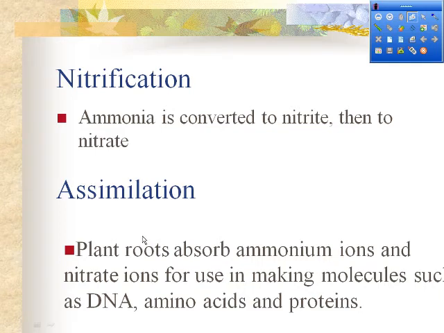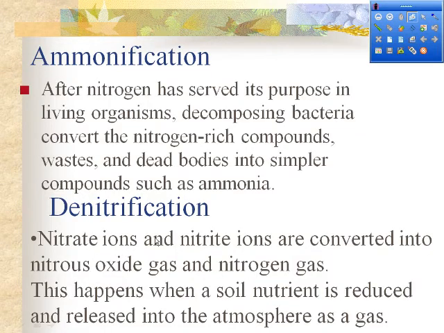Assimilation is the plants absorbing it. So they're taking those nitrate molecules and turning them into the stuff that they need: the DNA, the amino acids, and the proteins. Ammonification is the decomposition. The bacteria breaks down the living organisms and turns it into ammonia. And then denitrification is where the ions are turned into the gases, and that happens when the nutrients in the soil are broken down. And all of this is happening in bacteria. Different types of bacteria do each step of the process. So bacteria is really, really important in the nitrogen cycle.